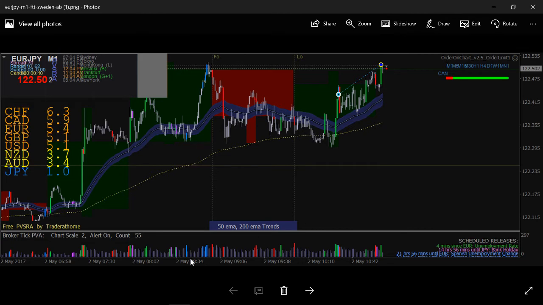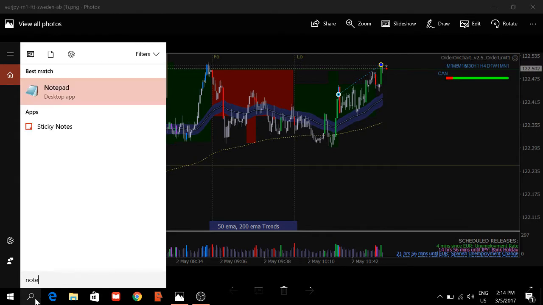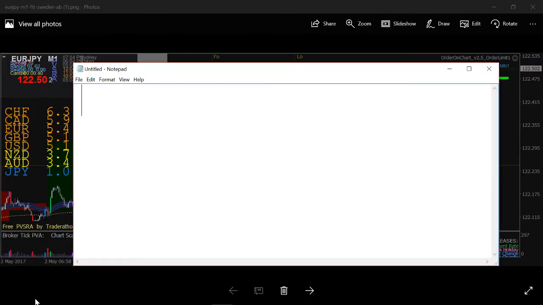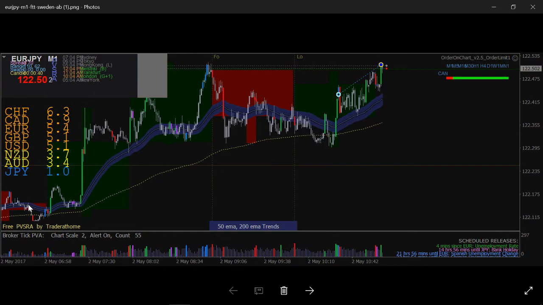So let me type to you guys what we are looking for. I'm looking for a break of Dragon. Once again, if you don't know, the dragon is this very cute dark blue line. Can you see? I'm following with the cursor. This dark blue line that you can see here has two bands, and this is basically the 50 EMA, exponential moving average.